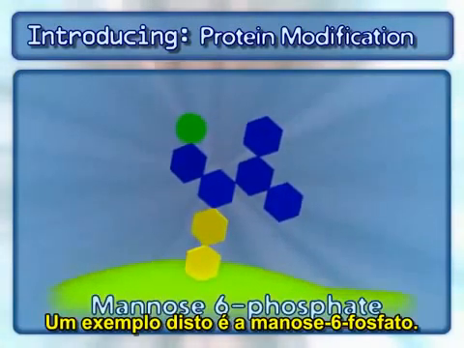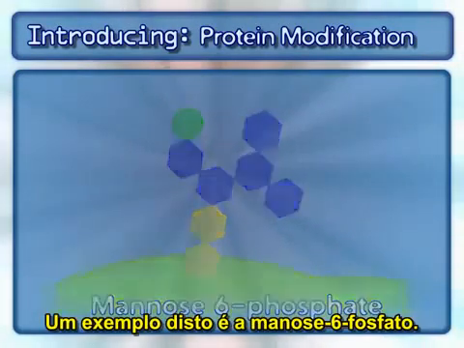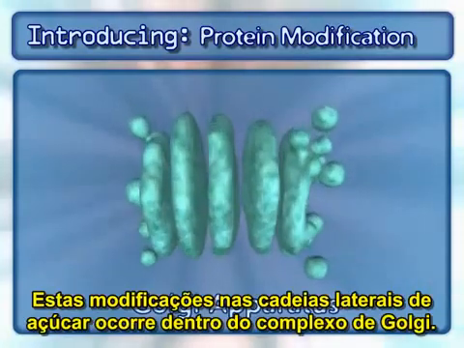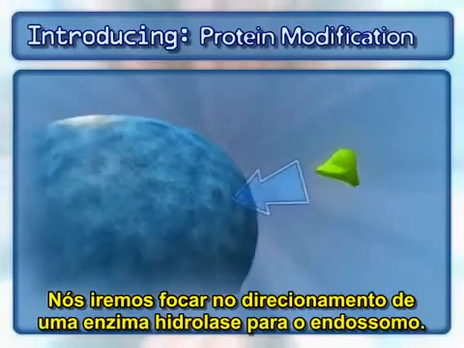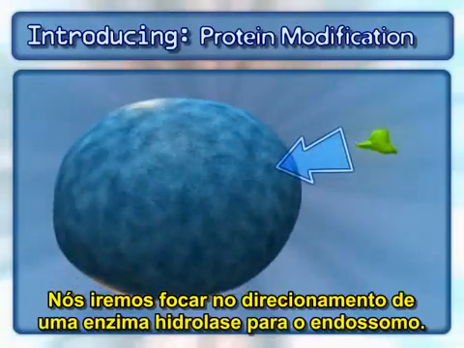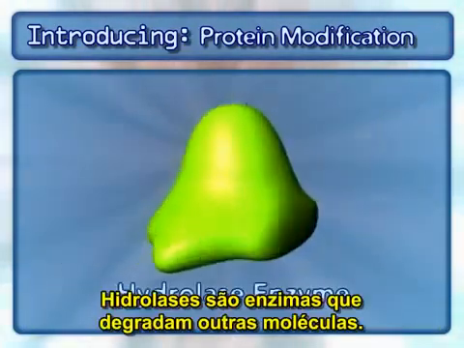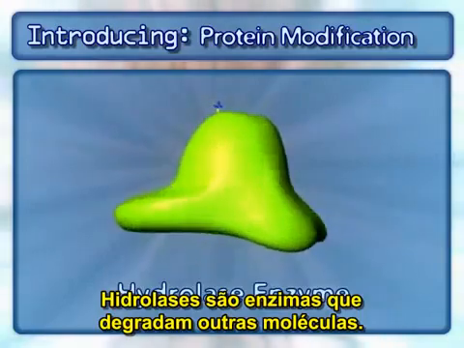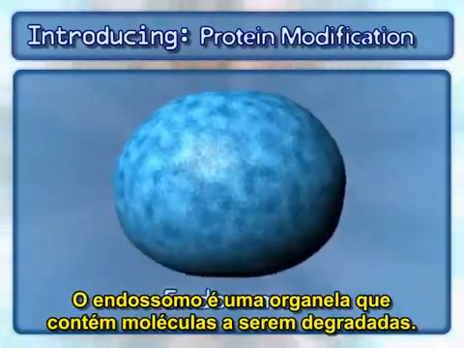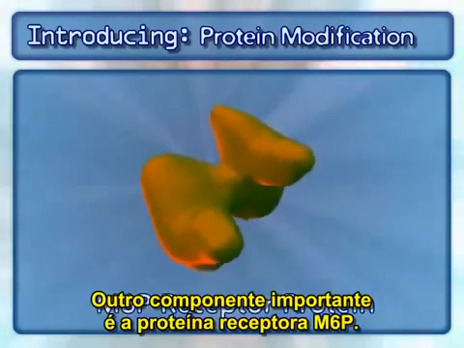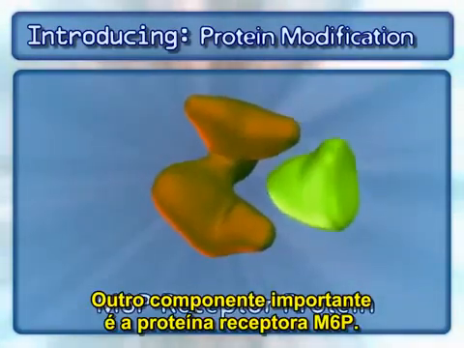One example of this is mannose-6-phosphate. These sugar side chain modifications occur within the Golgi apparatus. We focus here on the delivery of a hydrolase enzyme to the endosome. Hydrolases are enzymes that degrade other molecules. The endosome is an organelle that contains molecules to be degraded. Other key components include the M6P receptor protein.